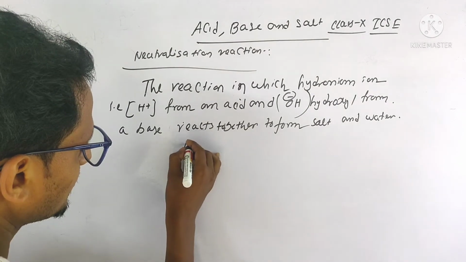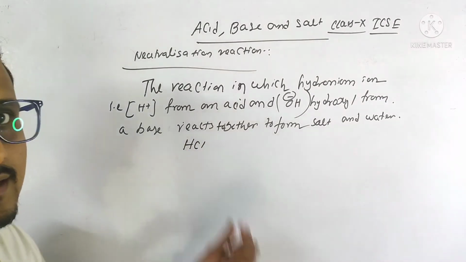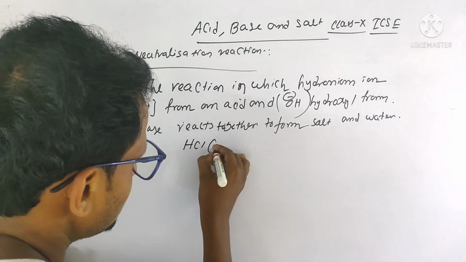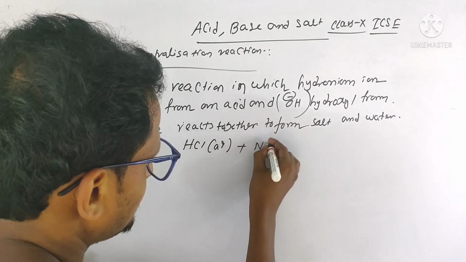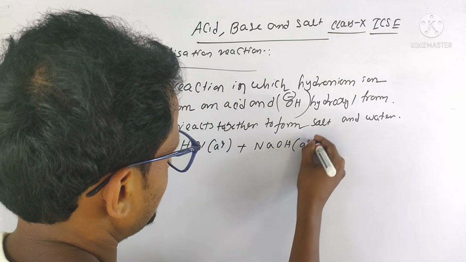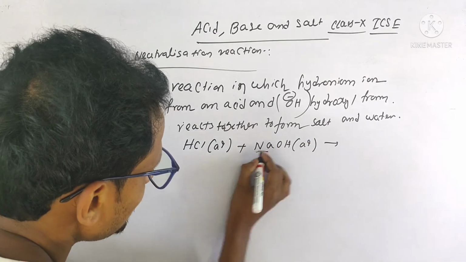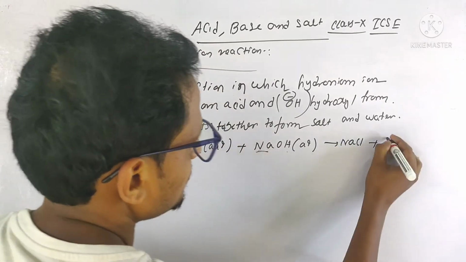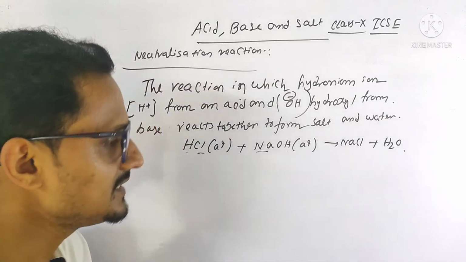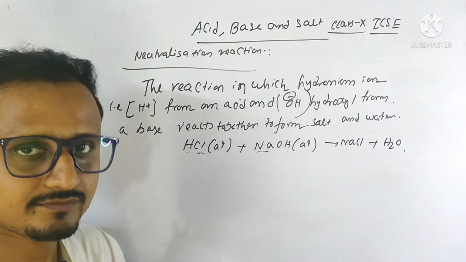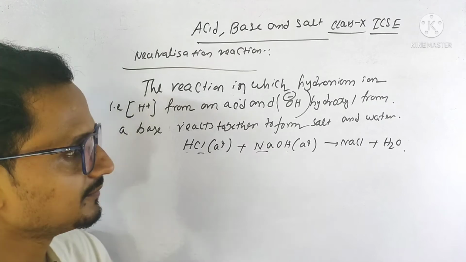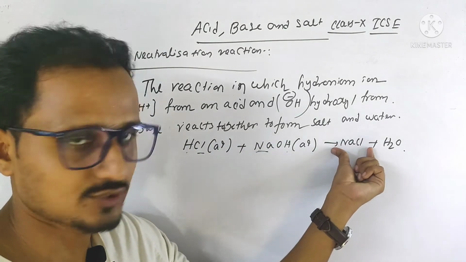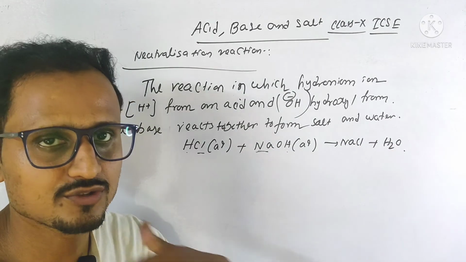Example, say HCl is an acid, it will form H plus and Cl minus in aqueous solution, obviously, plus one base, sodium hydroxide, in aqueous solution. Now what will form? This Na will combine with this Cl to form NaCl and H with OH to form H2O. So this is the neutralization reaction. Now from here it is clear that acid and base will react together to form a salt and water. That time the reaction will be neutral.